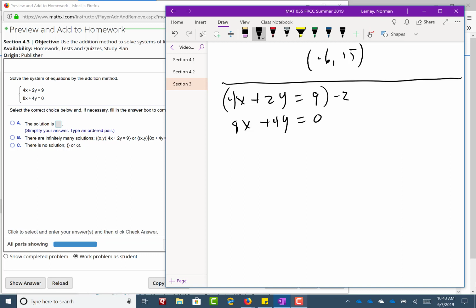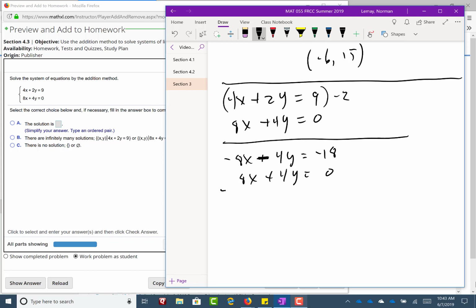So when I do this, I get -8x minus 4y equals -18. So here we get 8x plus 4y equals 0. So notice when I add, going straight down, -8x plus 8x is 0, and the y's also give 0. So I get 0 equals -18. Let's just recall from our previous video, this is a contradiction.